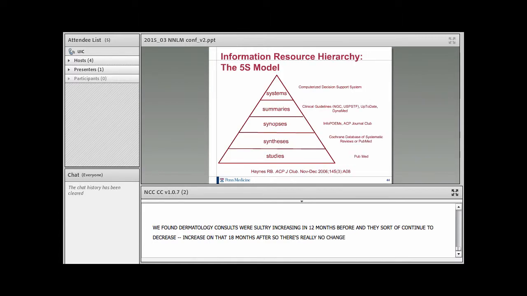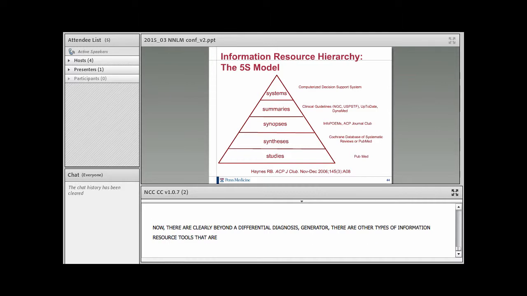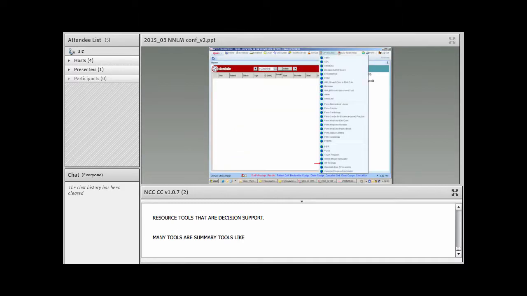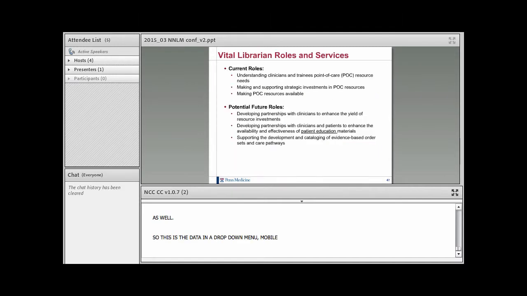Now, beyond a differential diagnosis generator, there are clearly other types of information resource tools that are decision support. Many of those tools are summary tools, like clinical guidelines, UpToDate, and DynaMed, and those are all integrated in our system as well. So this is UpToDate in a drop-down menu.